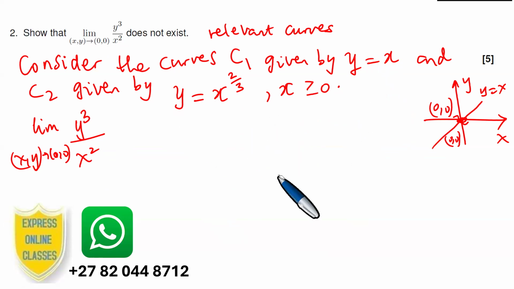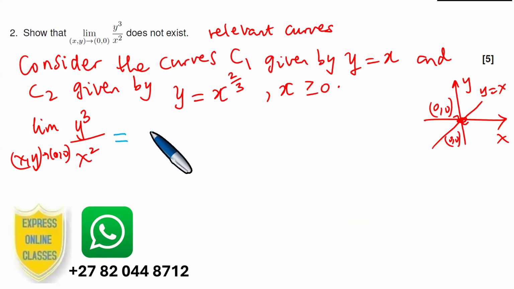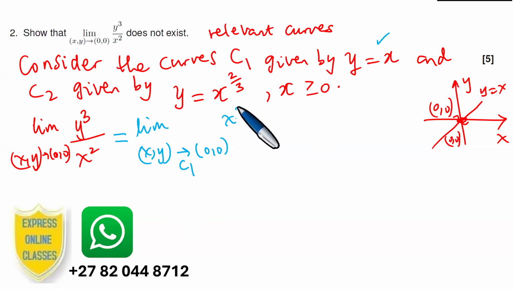Okay, we are right back to the question. And right now we have this one. So we are going to realize that this is equal to, for example, the limit as xy approaches the origin along the curve C1. Along the curve C1, it is y equals x, meaning that wherever there is y, you put x, cubed over x squared. So you can now realize that you have x, and in the place of y, you can also put x.